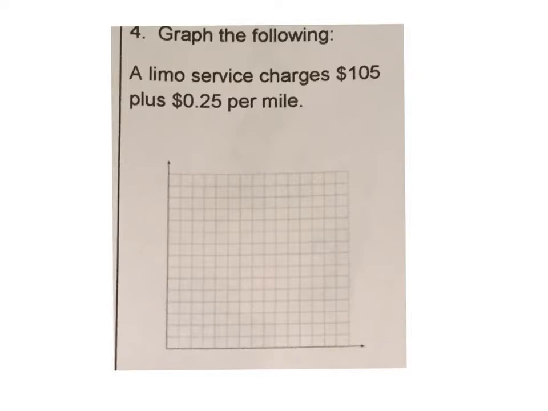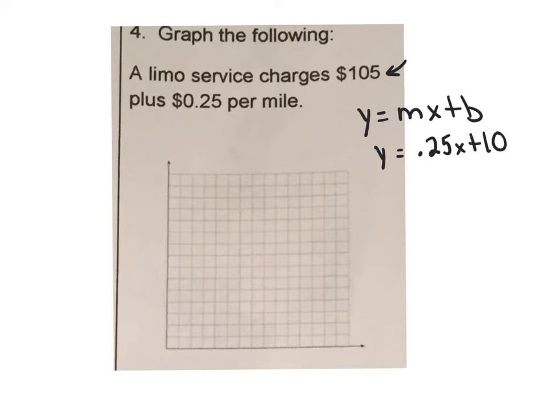Okay, so I may teach you something new. I'm not sure if Miss Jensen has taught this to you, but in this problem it says a limo service charges $105 plus 25 cents per mile. So if you think about your y equals mx plus b, your rate of change in this one is going to be the 25 cents x plus 105. So our beginning is already a super high number, so it wouldn't make sense for us to count by ones and so on.